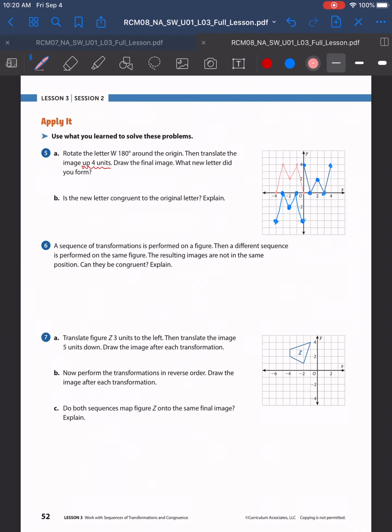What new letter did we make? M. Is the new letter congruent to the original letter? Yes, because did it change size? No. Is it the same shape? It just is rotated and flipped? Actually, it's just rotated and slid. But so, is the new letter congruent? Yes.